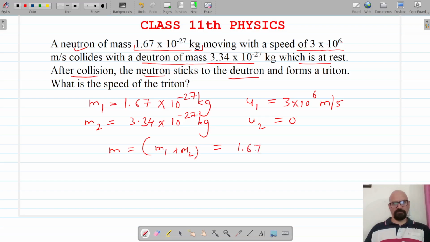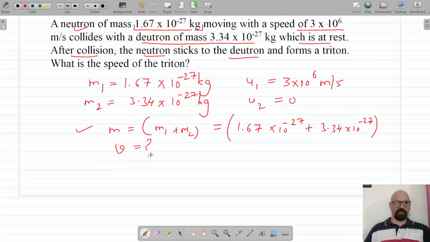and that should be equal to 1.67 × 10^-27 plus 3.34 × 10^-27 kg. So this is the mass of the neutron and the deuteron. Once they stick together, they form a triton. So this is the mass of the triton. They move with a common velocity, which we have to find out.